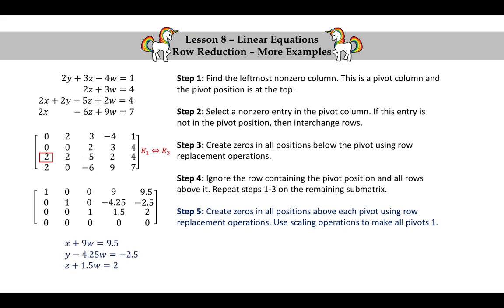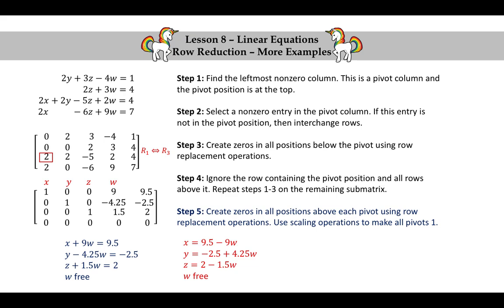Let's write out the corresponding system of equations. We have x plus 9w equals 9.5, y minus 4.25w equals negative 2.5, and z plus 1.5w equals 2. Notice that the column corresponding to the variable w does not have a pivot, which means that w is free.